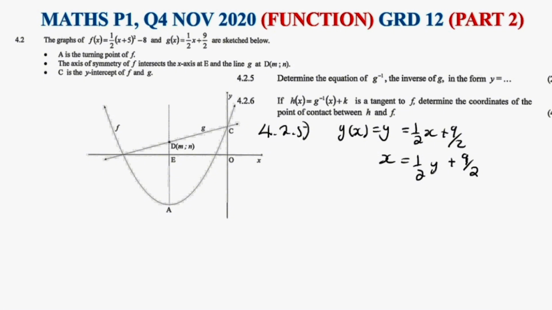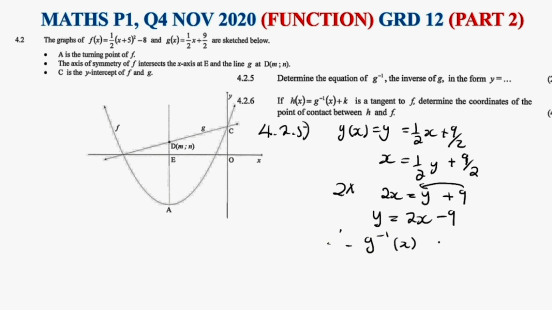After swapping x and y, we need to solve for y again. What I'm going to do now is multiply everything by 2. This is going to be 2x, this is going to be y, this is going to be 9. Therefore you solve for y, which is equal to 2x, we take 9 to the other side, minus 9. Therefore g to the power of -1 of x is equal to 2x minus 9, this is the equation of our inverse, and you should be able to get your 2 marks from there.